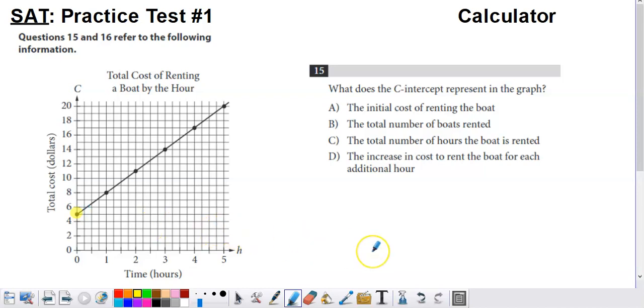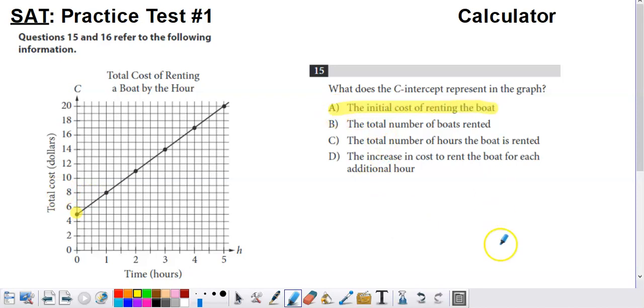So you've probably done problems like this, maybe not necessarily dealing with c and h as the variables, but I'm guessing certainly with x's and y's, and y equals mx plus b form. This is the plus b, right? The y-intercept is the plus b from a y equals mx plus b, a slope-intercept equation. And so if we rent the boat for 0 hours, we pay $5, and that's going to be the initial cost of renting the boat.